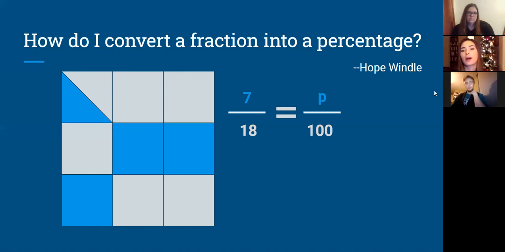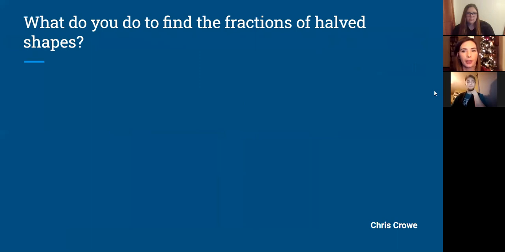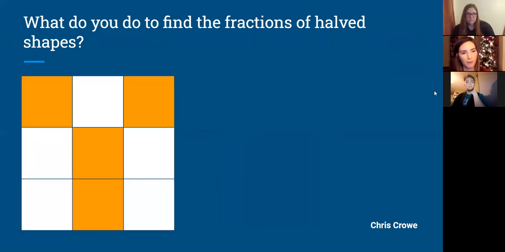And that would give us our P, our percent, which would actually end up being like 38.888888889. So it would be about 39% or 38.9%. Okay. And Chris, what do you do to find the fractions of those halved shapes?